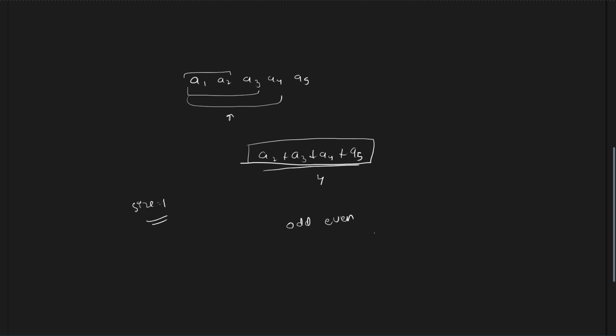So this is always true. Why? Because it becomes a subarray of size 2. Now for a subarray of size 2, we don't want the sum to be even. So if we add even plus even, it will be even. If we add odd plus odd, it will be odd. So obviously the only remaining option that we have is adding odd plus even, and that should be odd, right?